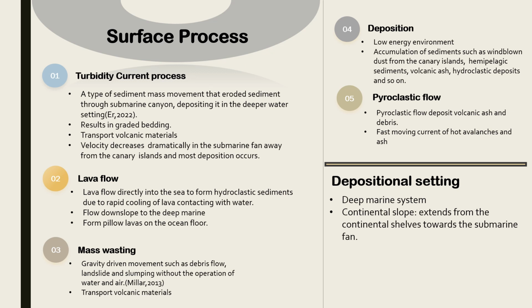and pyroclastic flow. Turbidity current process is a type of sediment mass movement that will erode sediments through submarine canyons, and it results in graded bedding and transports volcanic materials, where the most deposition occurs in the submarine fan, which is further away from the Canary Islands, where the velocity decreases dramatically.